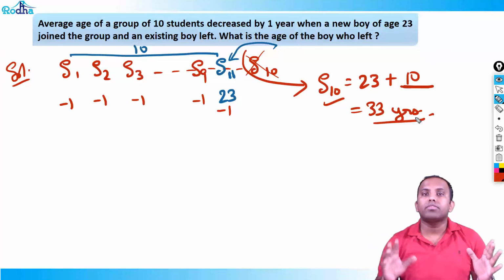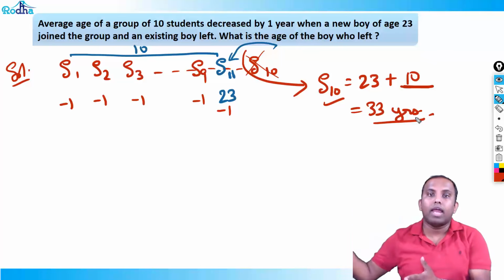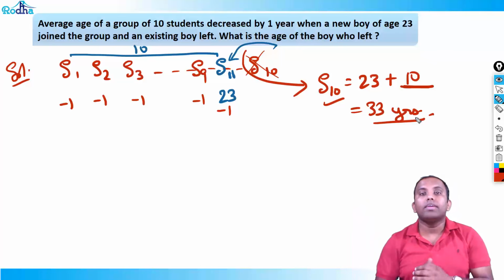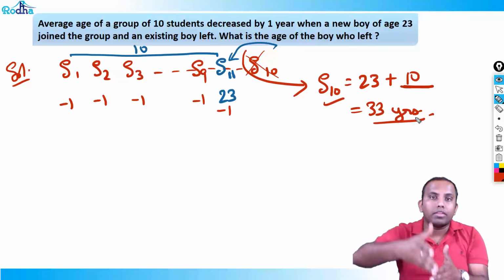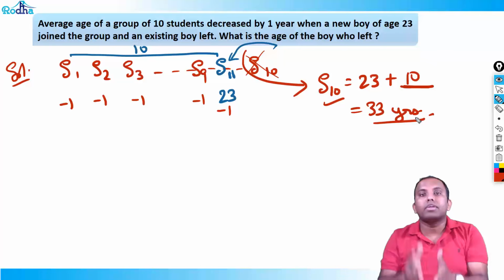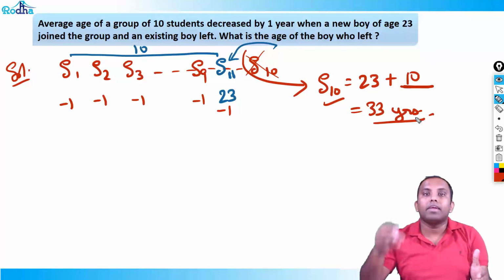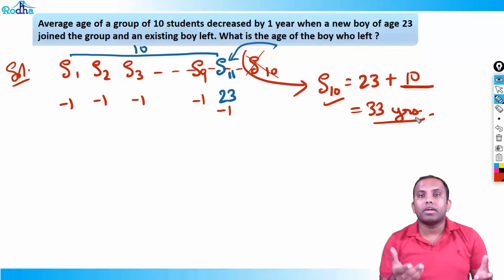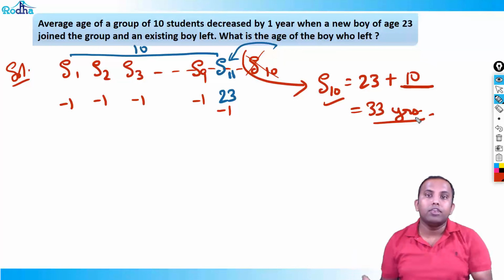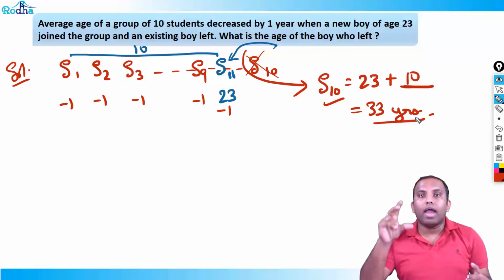Simple concept. First, you have to think, what is the age of S10, the student who left? I'm assuming him to be S10. Is his age more than 23 or less than 23? When S10 left the group and one more person of age 23 joined, still the whole average age of the group decreases by 1 year. That means S10 was obviously more than 23. How much more than 23? How many years of the group did he take away when he went? He took away 10 years of the group, because after his going, the average age of the group decreases by 1 year.